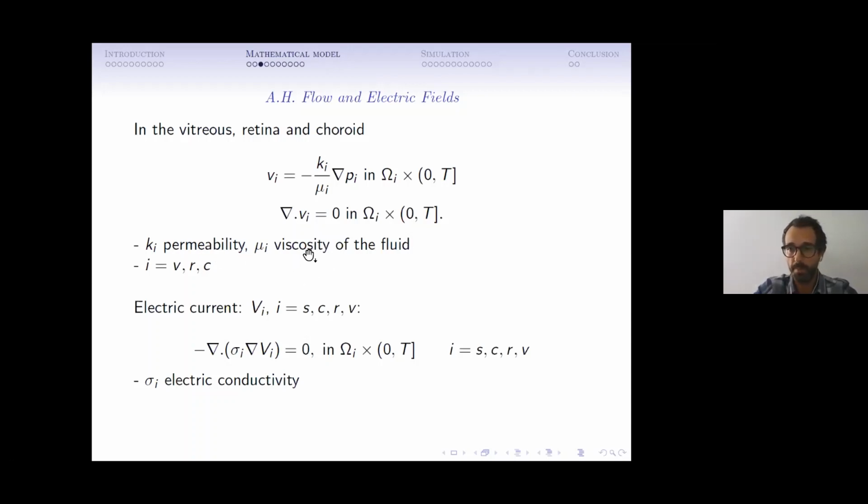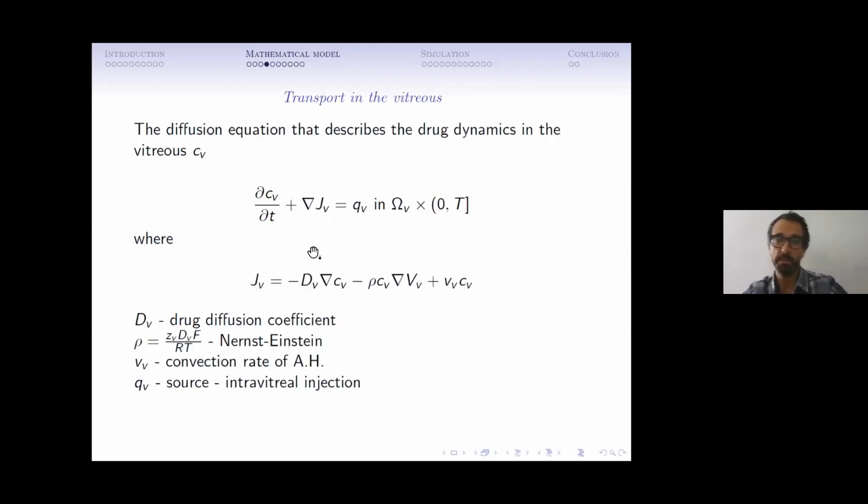We solve the problem in the steady state, and this kind of result is an input to solve the problem for the drug concentration over a long time. So the behavior of the drug concentration is given by the following equation. We will start with the vitreous. This is a convective reaction diffusion equation, where CV represents the drug concentration in the vitreous. J, the mass flux, is composed of different terms.